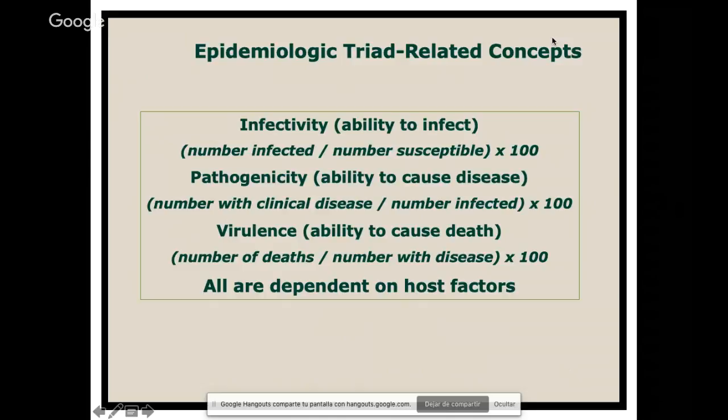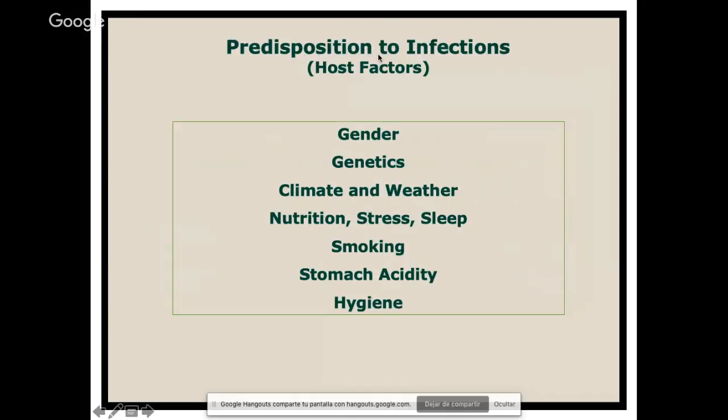Also, we have some concepts related to this triad. First, the infectivity is the ability of the bacteria or agent to infect. The pathogenicity is the ability that the agents have to cause the disease. The virulence is the ability to cause death, and all depend on the host factors. The predisposition to infections, the host factors, are the gender, genetics, weather or climate change, nutrition, stress, sleep, smoking, stomach acidity, and hygiene.